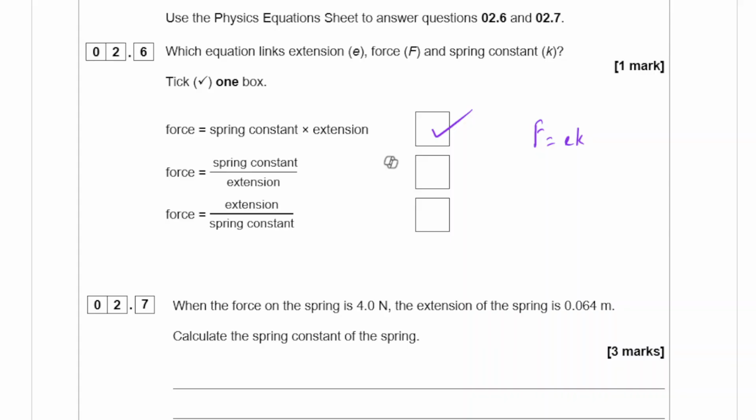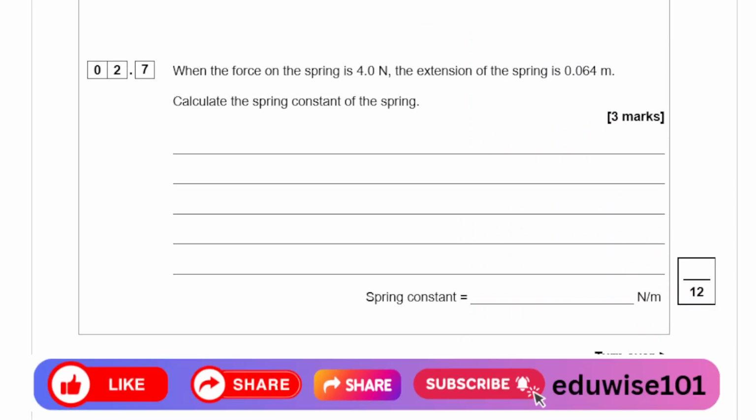When the force on the spring is 4 newtons, the extension of the spring is 0.064 meters. Calculate the spring constant of the spring. So force equals the extension multiplied by the spring constant. 4 equals 0.064 multiplied by the spring constant. Spring constant equals 4 divided by 0.064. That gives you 62.5 newtons per meter.